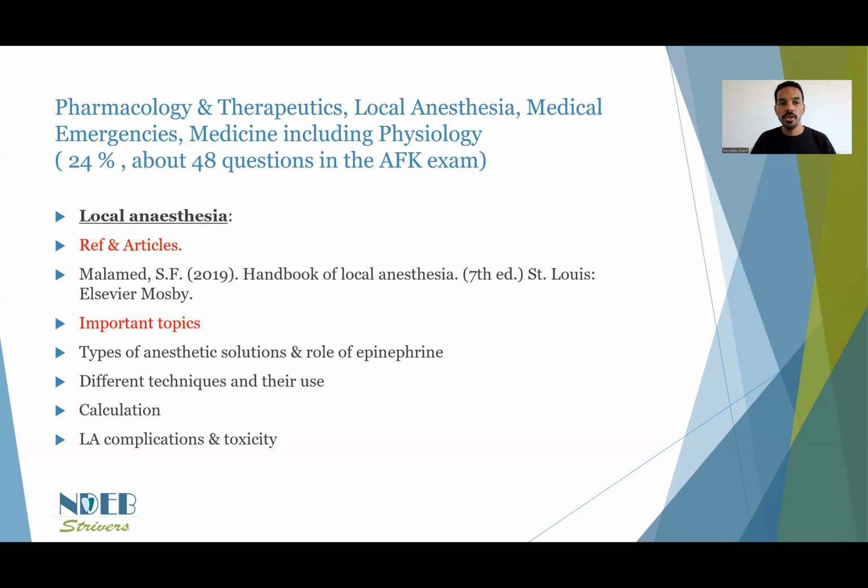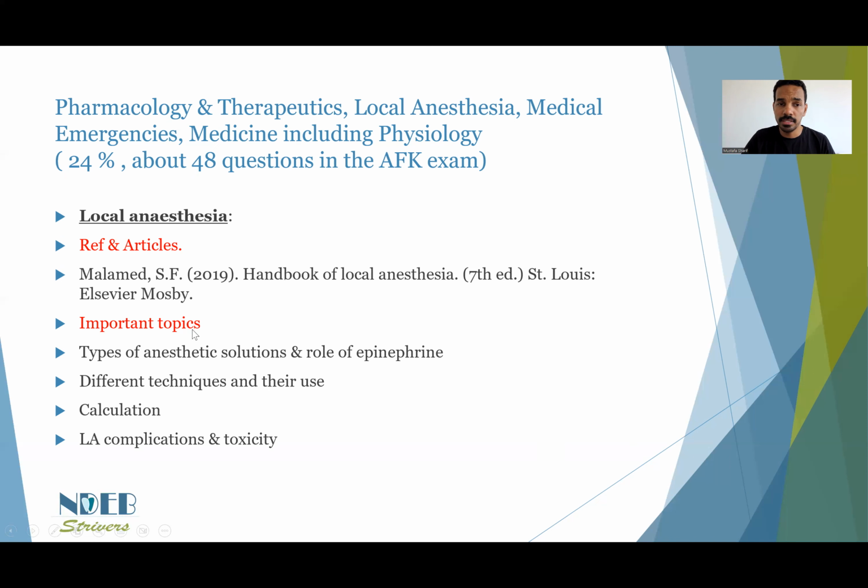All right, so moving on, the other categories, we have also the local anesthesia category. It is very important. You can use Malamed's Handbook of Local Anesthesia. It's a very good book for local anesthesia. It's a very good reference.